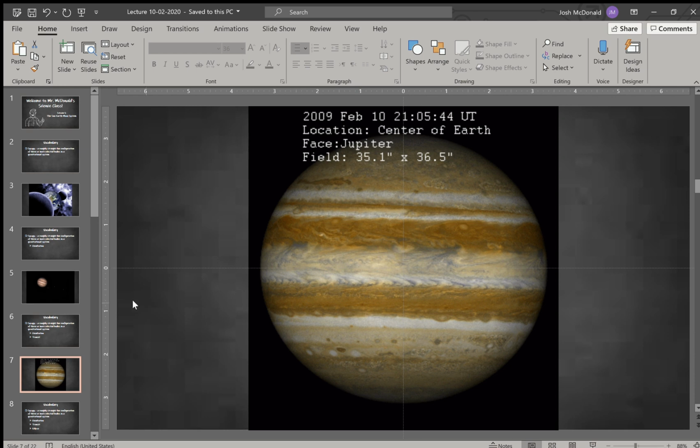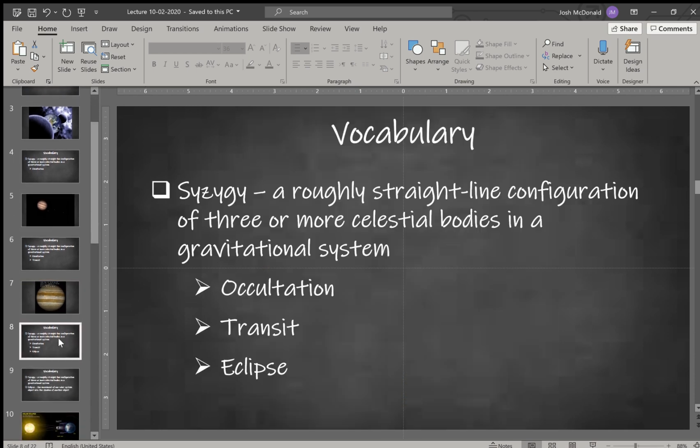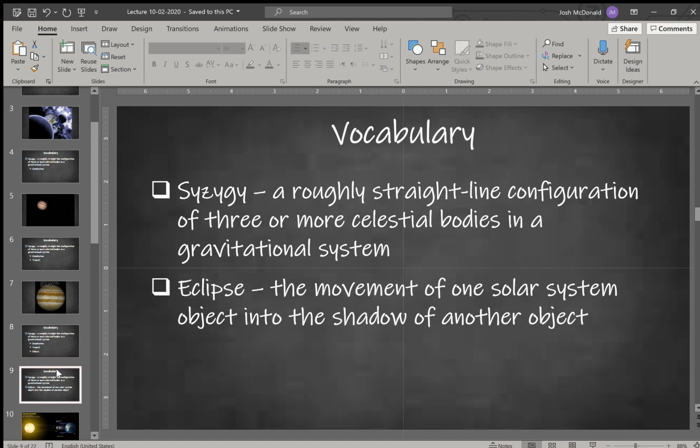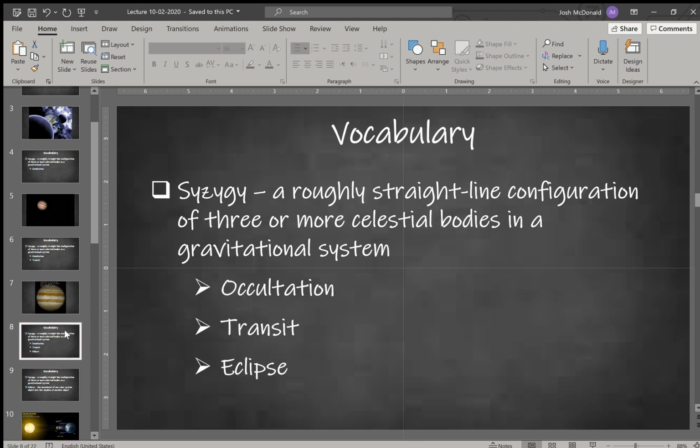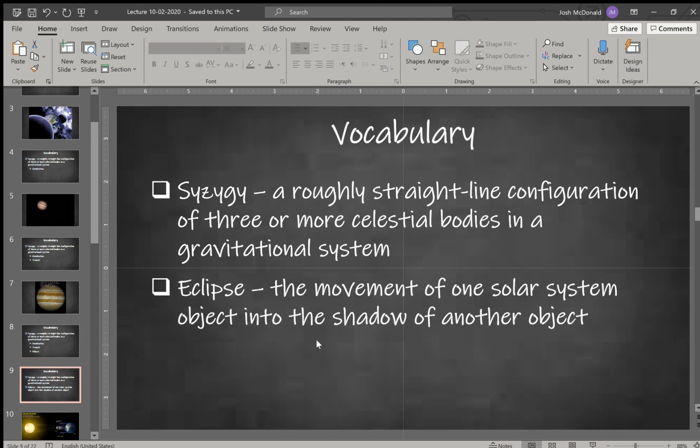So that is transit. And then the third type of syzygy is an eclipse. This is another one of our vocabulary words. An eclipse is the movement of one solar system object into the shadow of another object. When it comes to syzygy, it involves objects of roughly the same size, but it has to do with something passing into the shadow of another. So not just something blocking the view, not just something crossing the path of, it's something moving into the shadow of another object.